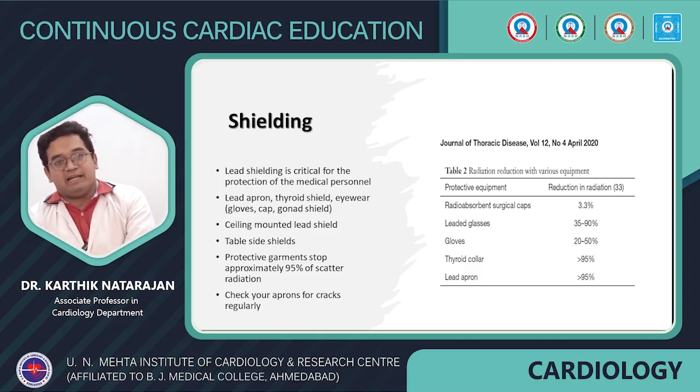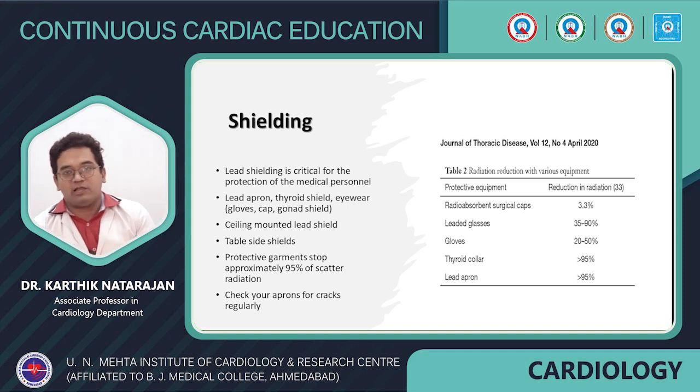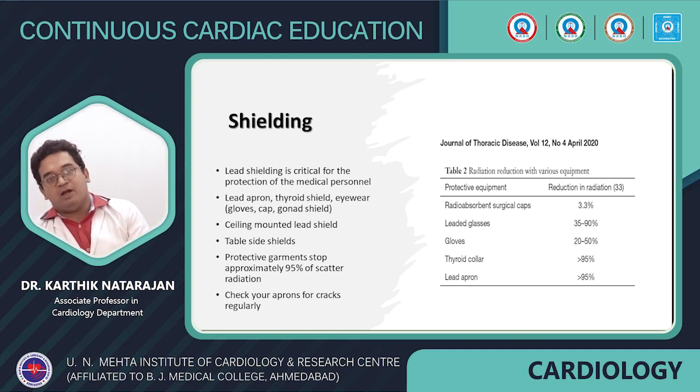Now we come to shielding. Now shielding is critical for the protection of the medical personnel. So right from a lead apron, thyroid shield and eyewear, a ceiling mounted lead shield, table side shields, protective garments which stop approximately 95% of the scatter radiation, and check your aprons for cracks regularly. So if you use all the protective equipment, the protection from shielding can be more than 95%, close to around 98 to 99%.